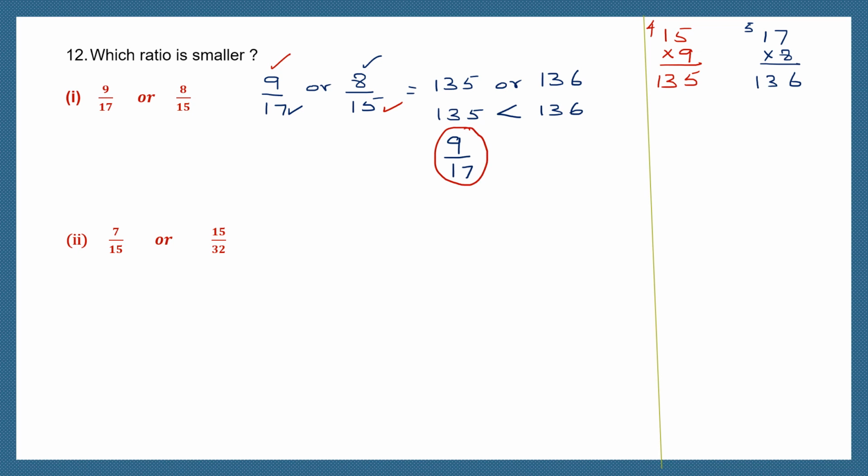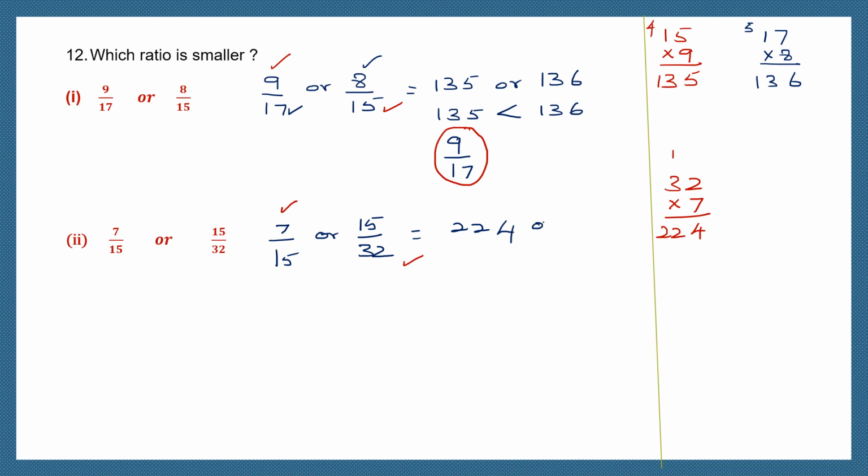Now the next one, 7 by 15 or 15 by 32. So let's see that, 7 by 15 or 15 by 32. So we're going to multiply 7 and 32. Let's do that. 32 into 7. 7 twos are 14, carry 1. 7 threes are 21 plus 1, 22. 224 is what we get.